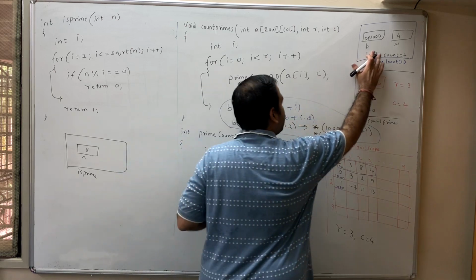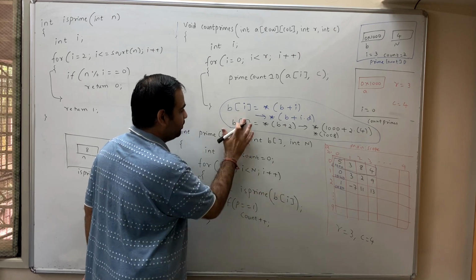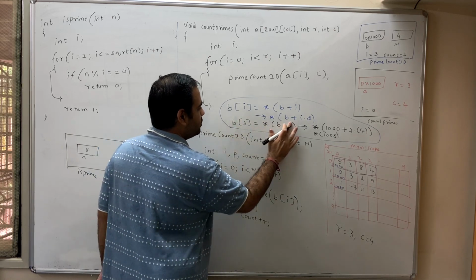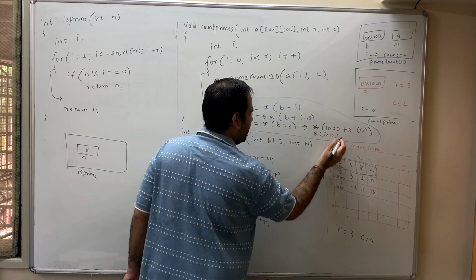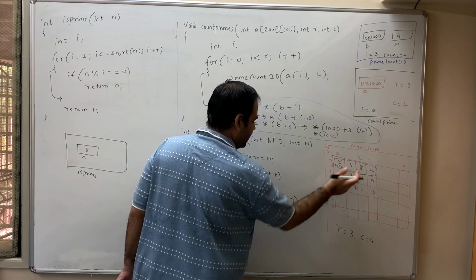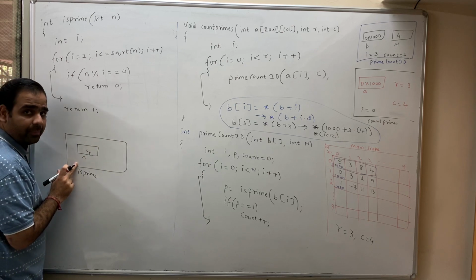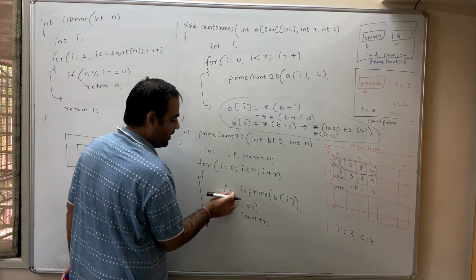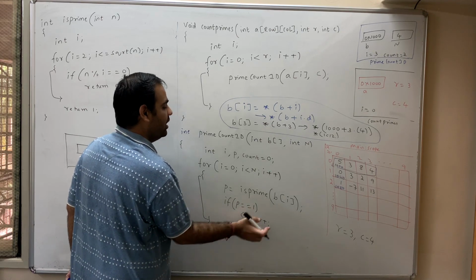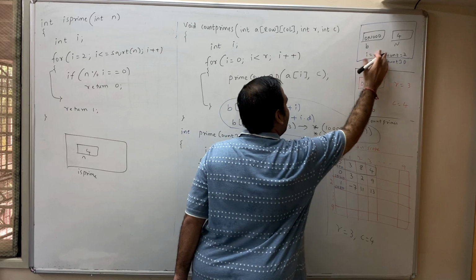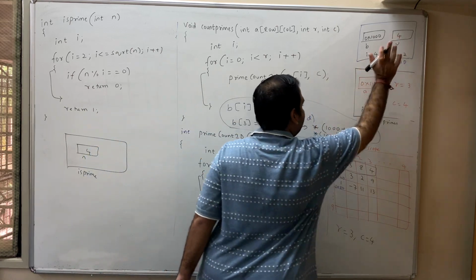Now again you say I plus plus, the value of I will become 3. 3 less than 4, yes, b of 3. Now what is b of 3? B of 3 is equal to star b plus 3, which is 1000 plus 3 into 4, which is 1012. 1000, 1004, 1008, 1012, it is 4. 4 is copied to n. Again we know that 4 is not a prime number, it will return 0, the value of p will be 0. 0 equal 1 is false, it doesn't do count plus plus. Again it says I plus plus, the value of I will become 4. Now see here, 4 less than 4 is false.